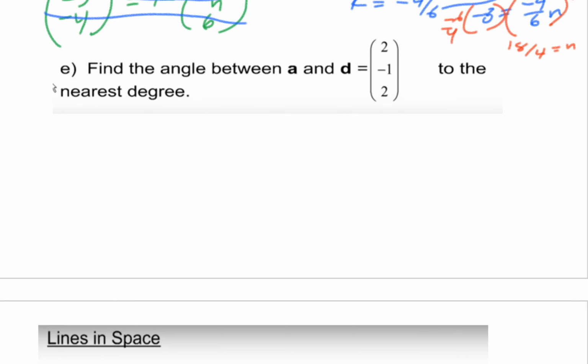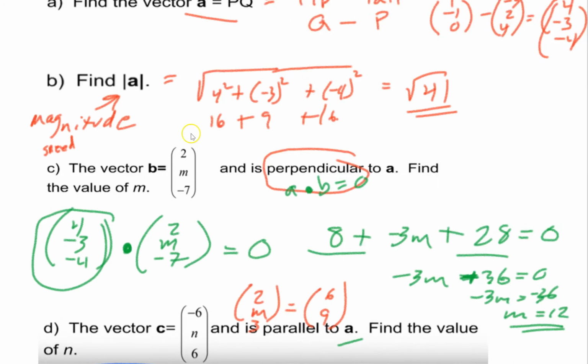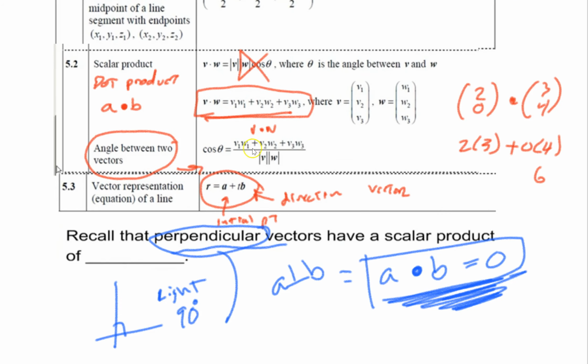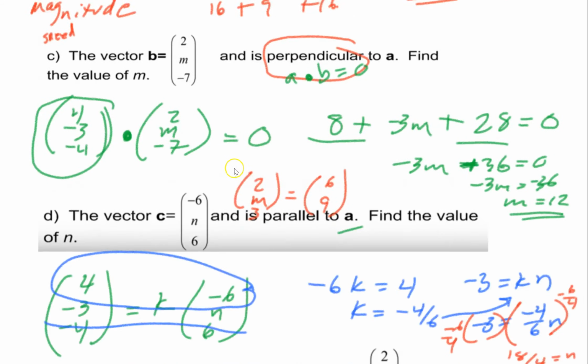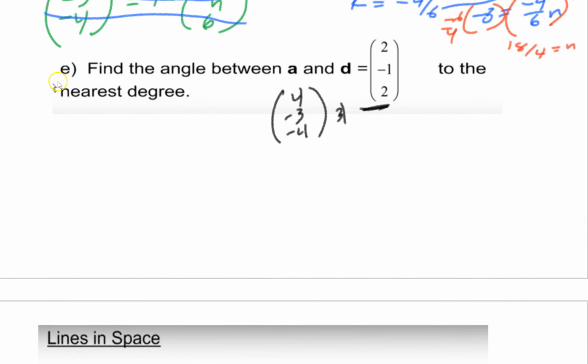Find the angle between A, which again is 4, -3, -4, and D, which is this. So first we need the formula. It's up there. Angle between is this right there. Don't worry about it, I gotta memorize. Cosine of theta equals a dot product. So like they have V1 W1 plus V2 W2 plus V3 W3. Don't be impressed, I know this. And then on the bottom is the magnitude.